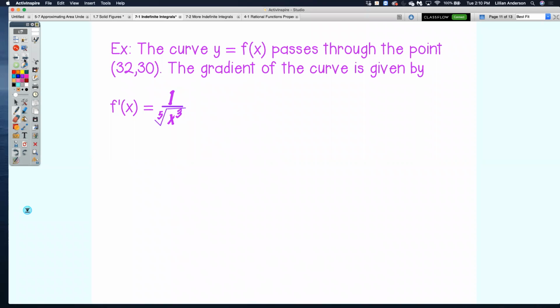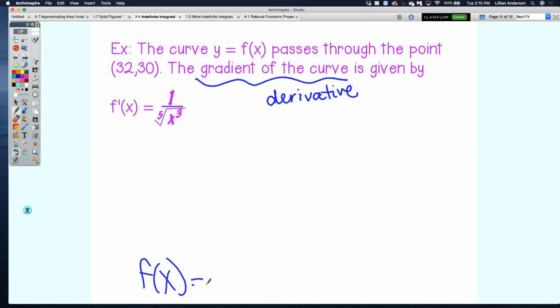So even if that f prime of x was not included, you need to remember that the gradient of the curve indicates the derivative. Even though it doesn't say it here, I must have forgotten to finish off the rest of the question. You have to find the original function, where the gradient of the curve is given to you, and you also have a point that it passes through. So find my original f of x function.